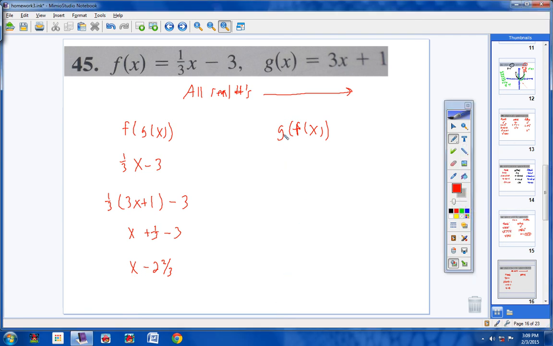So students, I'm starting with my g function out here, so I'm going to write 3x plus 1. Then where the x is, I put a pretty big parentheses. Next is my f function, so bring your f down and put 1/3 x minus 3. Okay, take your 3 and multiply it through. 3 times 1/3 is 1x. 3 times -3 is -9 plus 1. So the composition would be x minus 8.